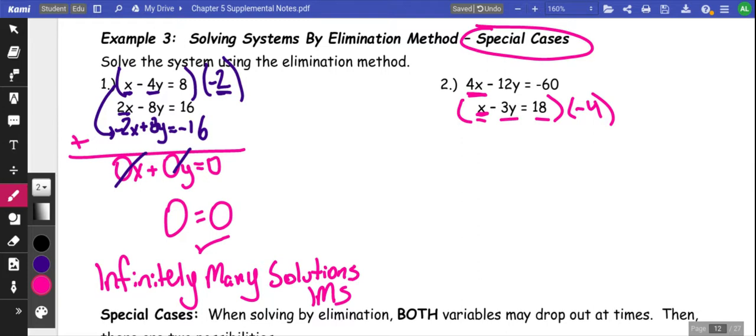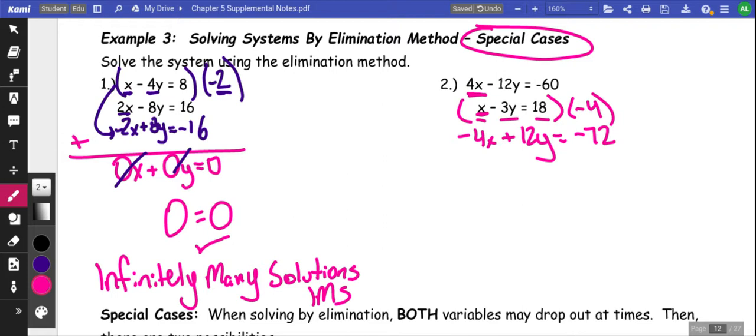All right, so -4 times x, I get -4x. -4 times -3y, sorry, I think I said that backwards, I get +12y. And then -4 times +18, and end up with -72. And yes, I had to do that on a calculator.